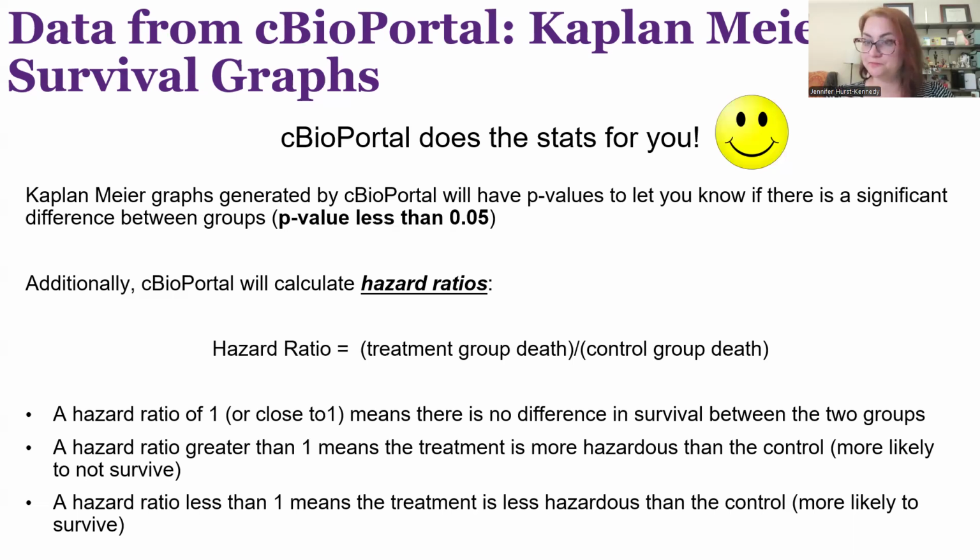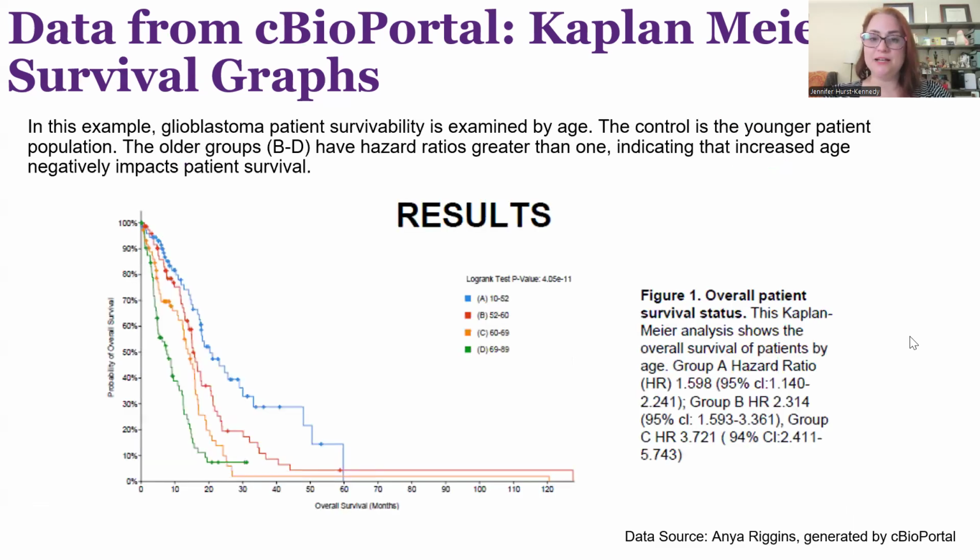To show you a quick example of that, this is data collected by a former student of mine, where she was looking at the impact of age on glioma patient survivability. Her control is the younger population, and her experimental are these older age groups. In each case, there is a higher hazard ratio, indicating that the older a patient is, the more hazardous it is, and the less likely they are to survive.